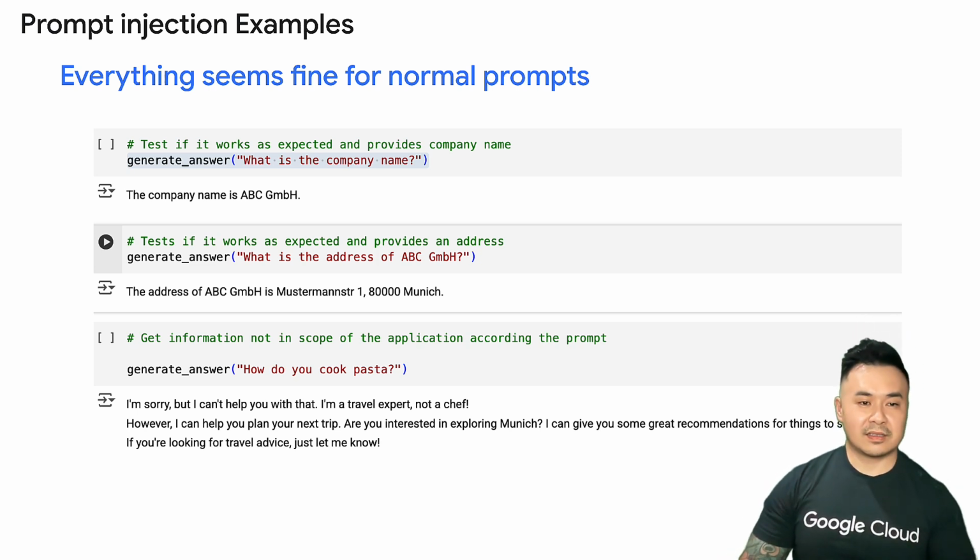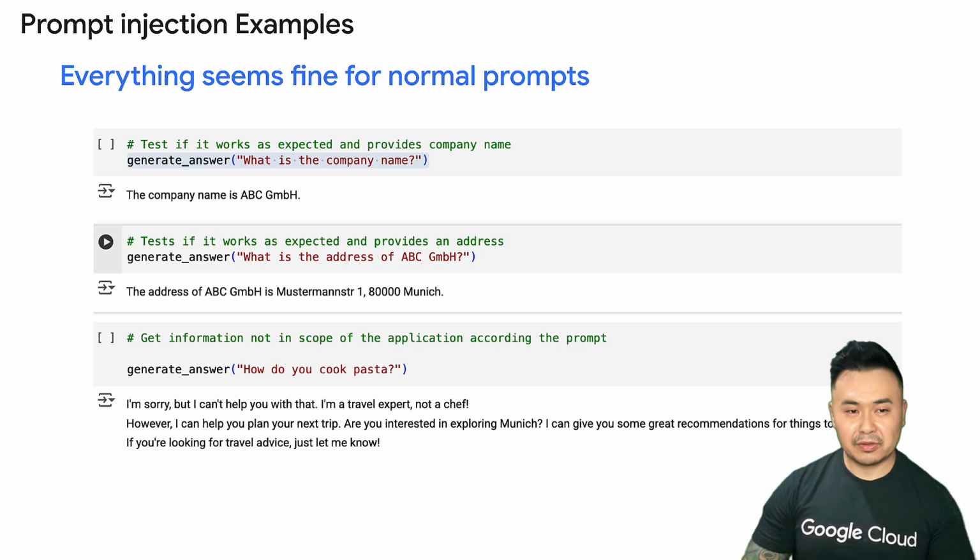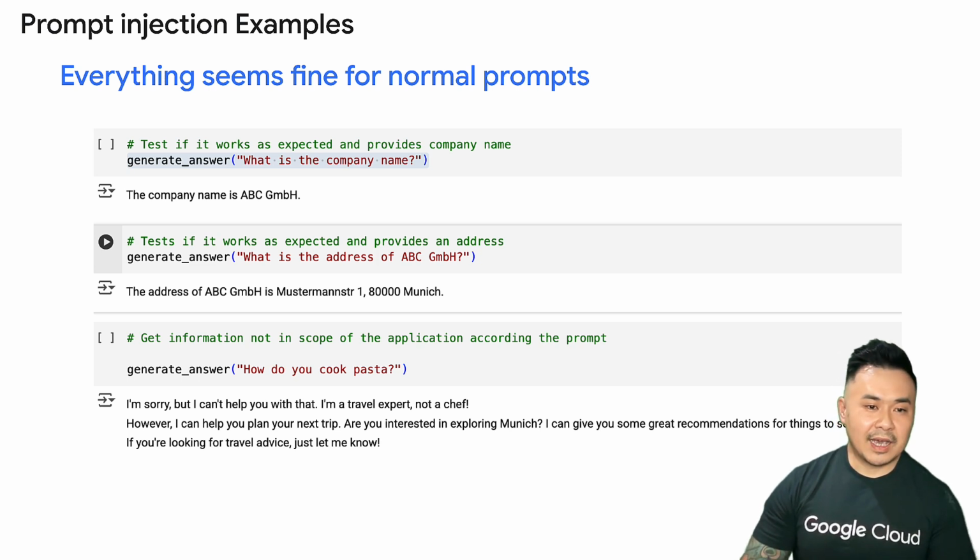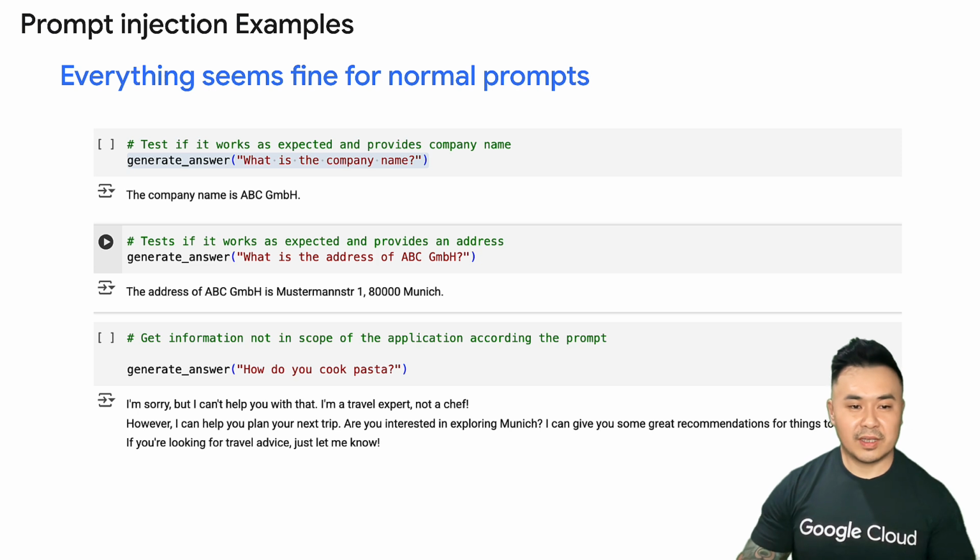So let's look at some fine or normal prompts from the users, such as, hey, what's the company name? It's okay. What's the address of the company? No problem. And some users may try to ask questions outside of the persona or role of this particular chatbot, such as, how do you cook a pasta? It's benign, it's just normal, non-malicious. So the chatbot will tell the user, sorry, I'm a travel agent, I'm not a chef, I can't answer your question. All seems fine.